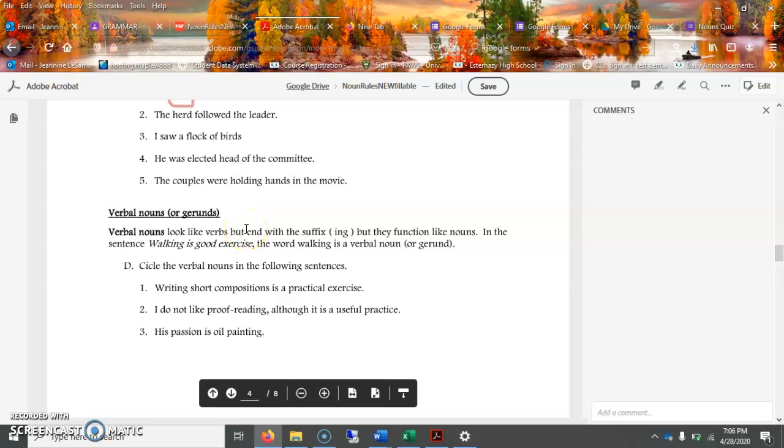Now verbal nouns, or gerunds. This is just adding an ing ending to a verb, which makes it function like a noun. So for example, walking is a verb.